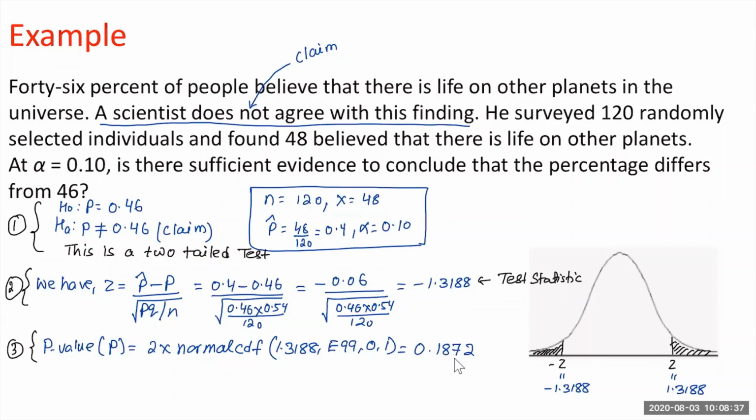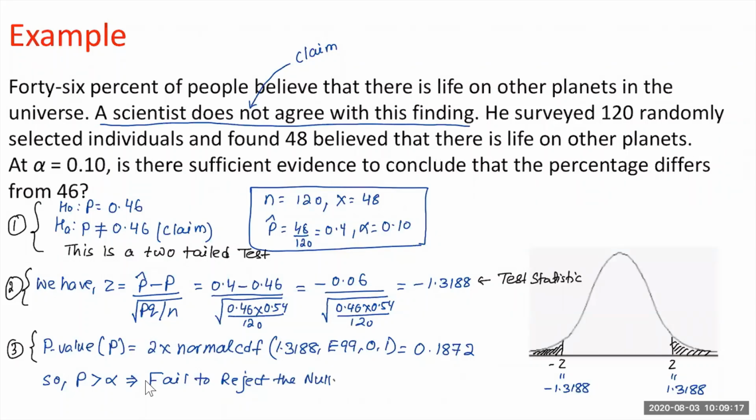So once we have this p-value, we have to compare with alpha. So the fourth step is to compare the p-value with alpha. So your p is 0.1872, and you can see that this p-value is greater than alpha. So p is greater than alpha. When p is greater than alpha, you know that we fail to reject the null hypothesis. Fail to reject the null.